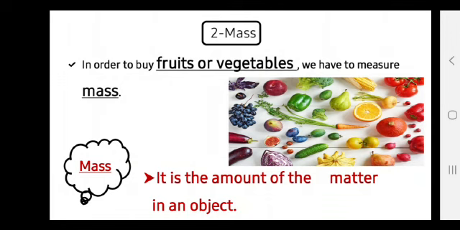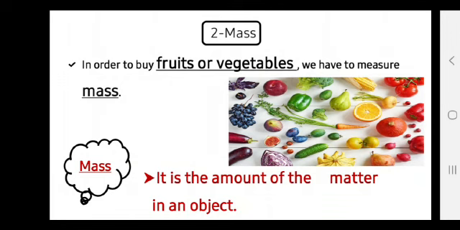Good, last video I talked about matter. So, what is matter? Matter is anything that has mass and volume. And I talked about the measuring tools and measuring units of length. In this video, I will explain the measuring tools and measuring units of mass and volume.